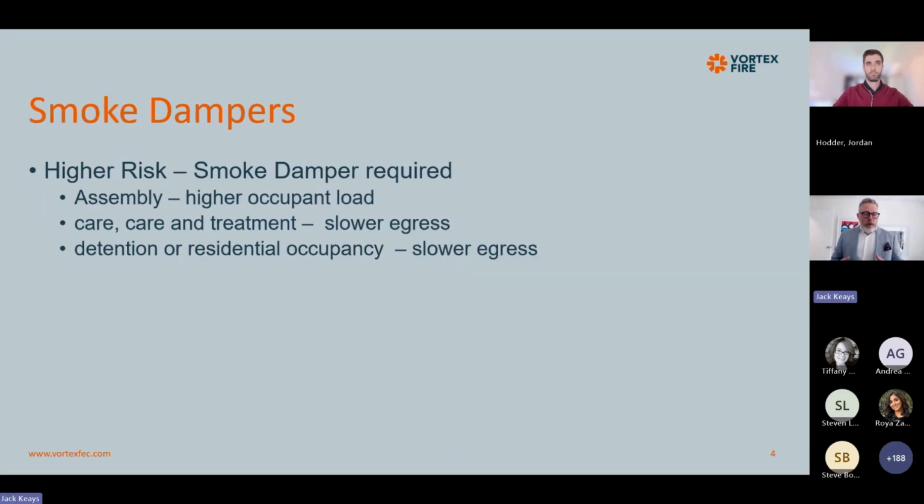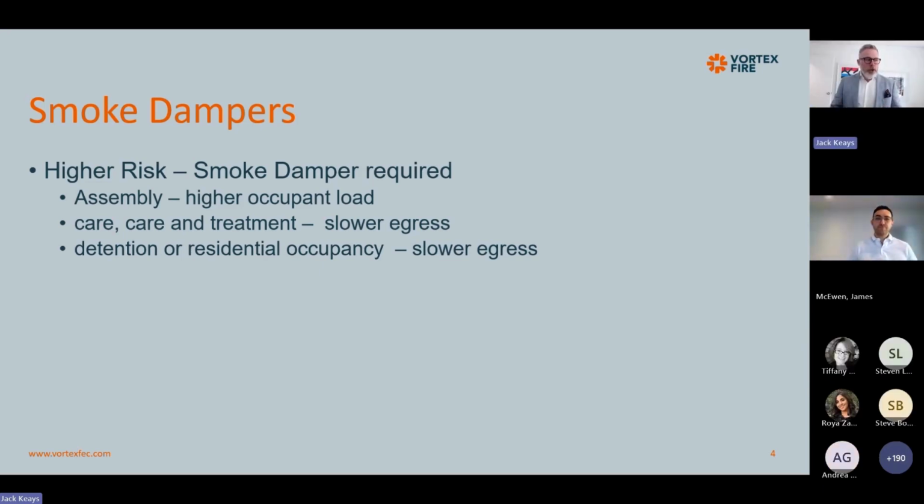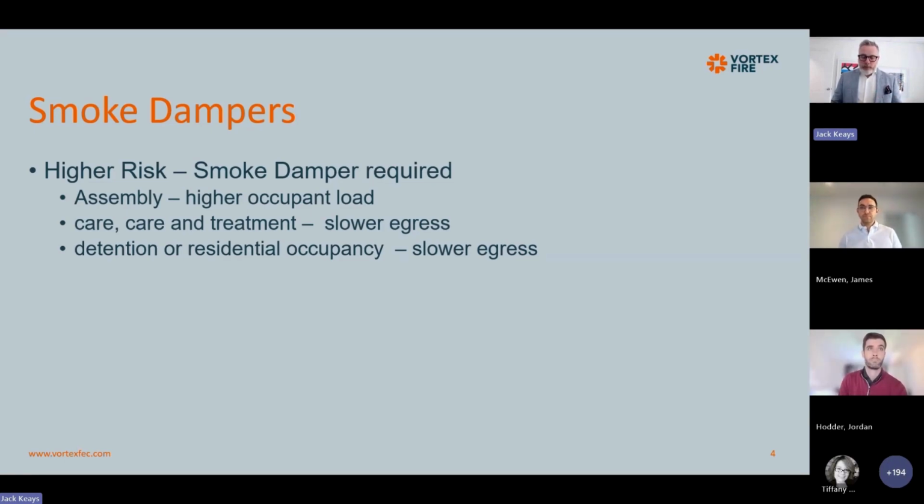So we talk about the introduction of smoke dampers. This came in around 2022, when they brought in this new change. It had to do with higher risk occupancies, such as assembly with higher occupant loads, care treatment, which would have slower or maybe limited egress, and where they might be moving across the floor, and detention and residential occupancy, also slower egress. So most of these were focused around egress provisions. There are other areas where you could be required in unsprinklered conditions, and we'll touch on those as we go through.